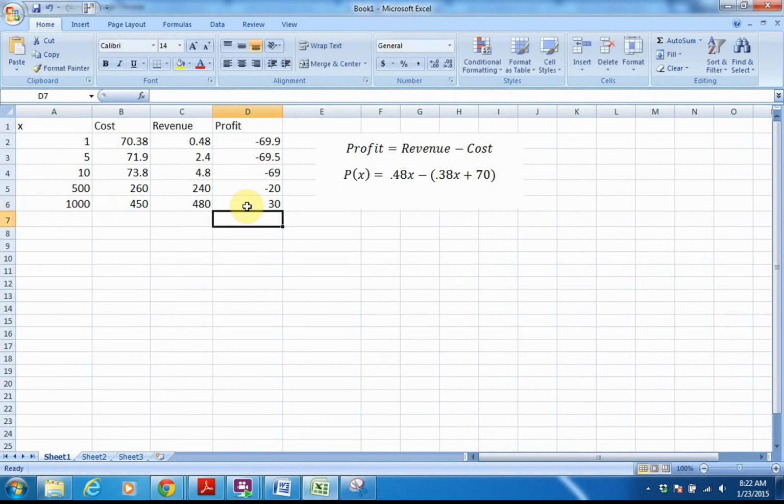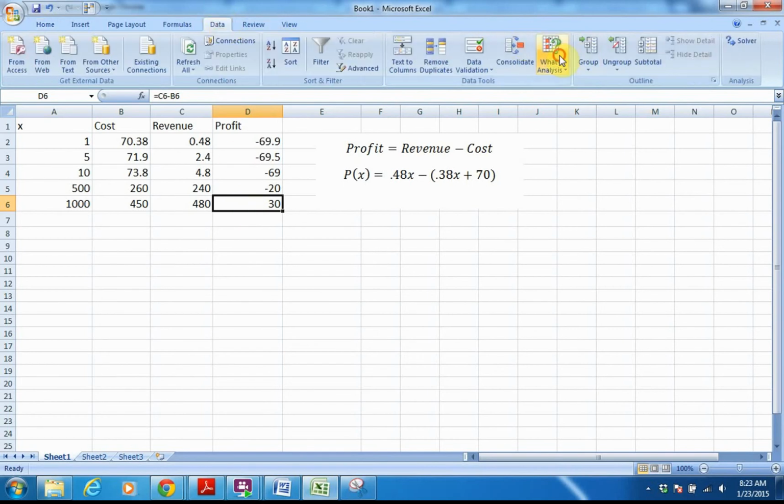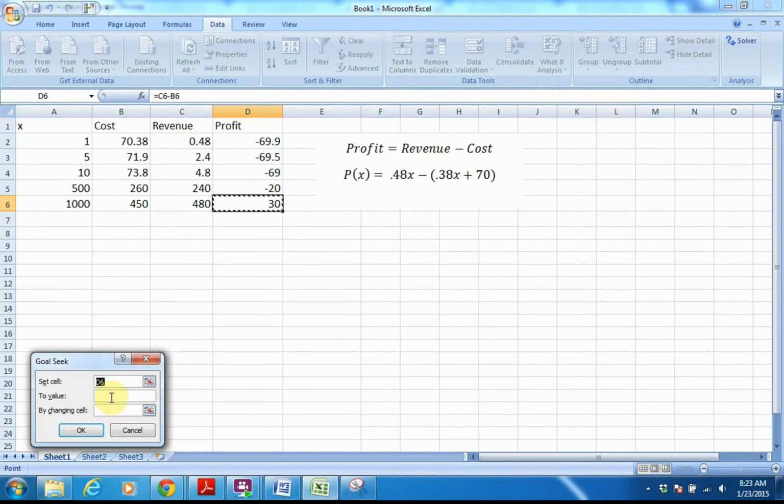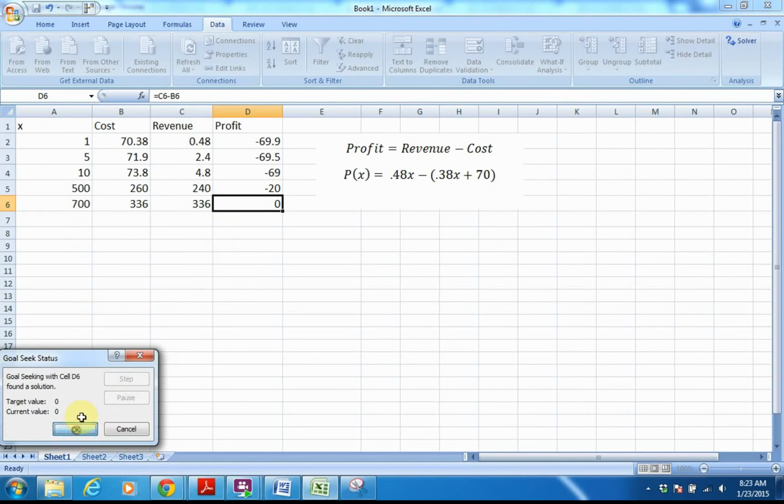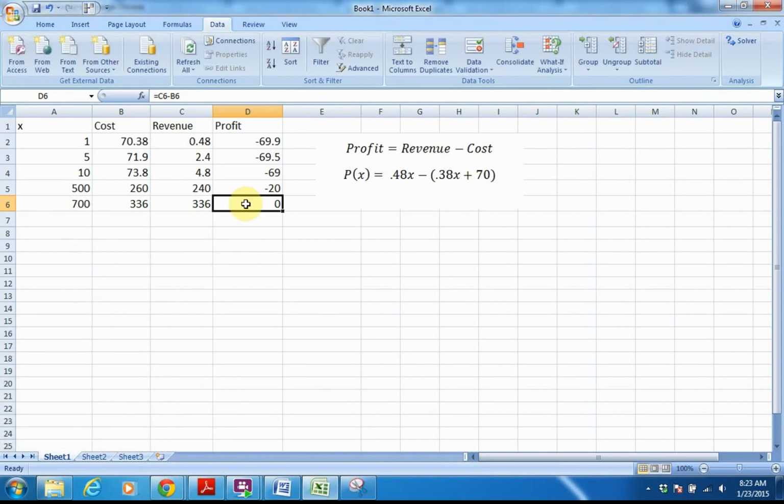So what I want to do is click on, I think I'll just start from my last cell there that has the 30 in it. Data, What-If, Goal Seek. I want my profit to be 0. The cell that I'm going to change is the cell that has the input value, or the number of copies. Hit OK, and that's exactly what I wanted to see. At 0 profit, or break even, I've sold 700 copies. My cost was $336. My revenue was $336.